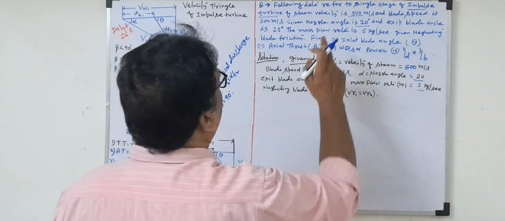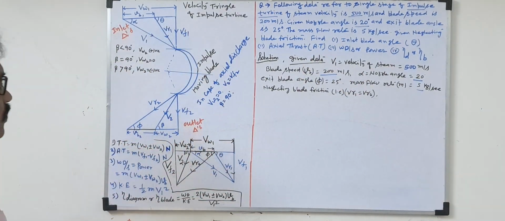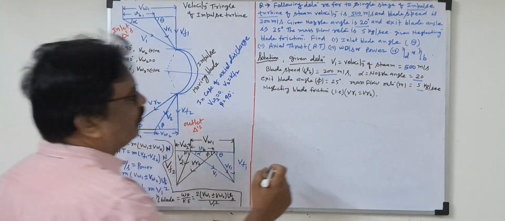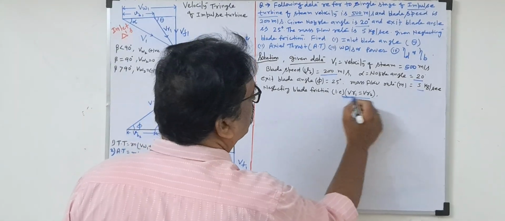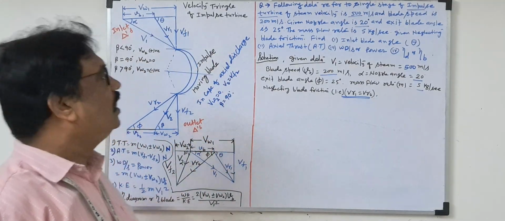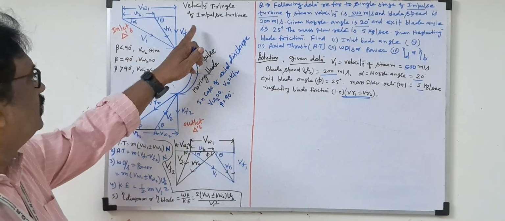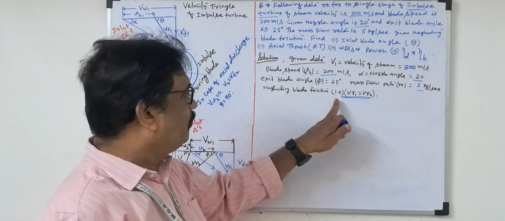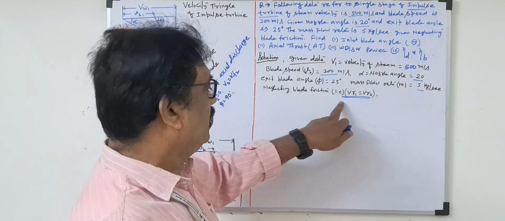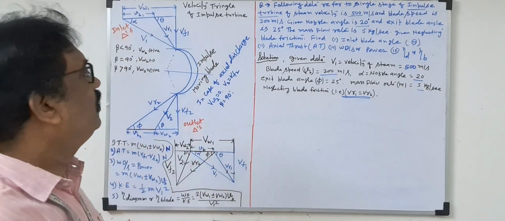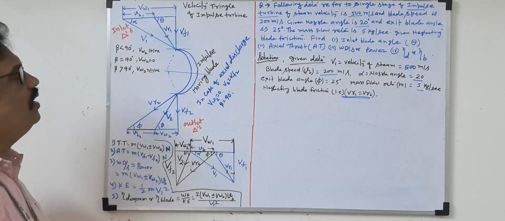Then it is given, neglecting the blade frictions. Neglecting blade frictions means the relative velocity will be equal at both inlet and outlet. That means neglecting the blade friction. So generally, in a simple impulse turbine, the relative velocity will be equal, because we are considering no friction during the flow of the steam through the blade.